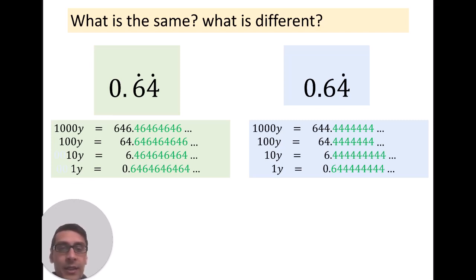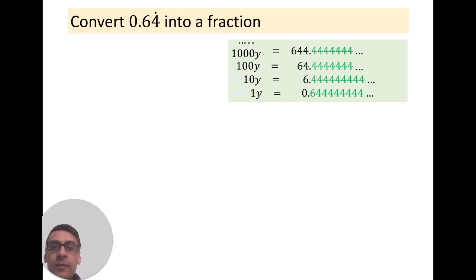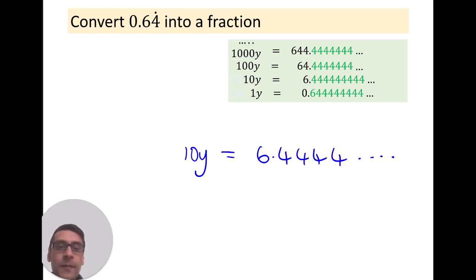But actually in this case, we've got our combination here. So on the right hand side, if we want to get rid of the recurring part, all of these have 0.4 recurring after the decimal. So we just want to pick the easiest options, which in this case, I think is going to be 100y and 10y. So let's write that out here. Convert 0.64 recurring into a fraction. So let 10y equal 6.4444 recurring. And then we're going to use 100y, which is equal to 64.4 recurring.